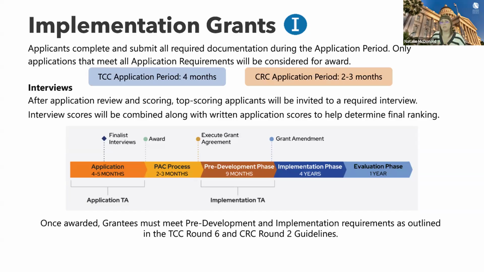The first 9 months of the grant term is the pre-development phase. Awarded grantees must meet specific pre-development requirements outlined in each program's guidelines. After awarded grantees satisfy those pre-development requirements, they will enter into the implementation phase, during which capital improvements can take place. This is a 4-year period during which all remaining tasks and implementation requirements are completed.